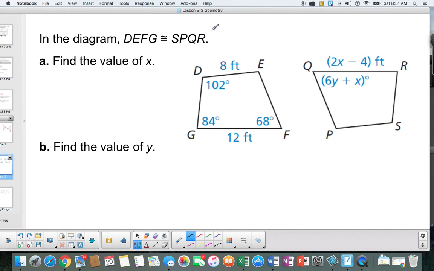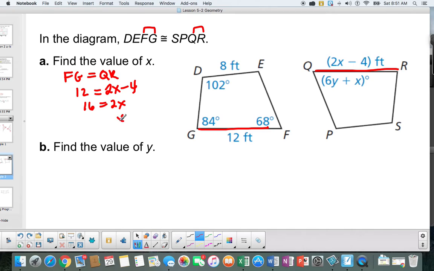This helps drive what I want equal to each other. Now, I see an x here with this side, 2x minus 4, and that's QR, and I'm going to go to my correspondence, and I can see that it matches with GF. So GF and QR are the same. QR is 2x minus 4, and FG is down here. It's equal to 12. So this is going to be 16 is equal to 2x, therefore x is equal to 8. Now I'm being asked to find y.